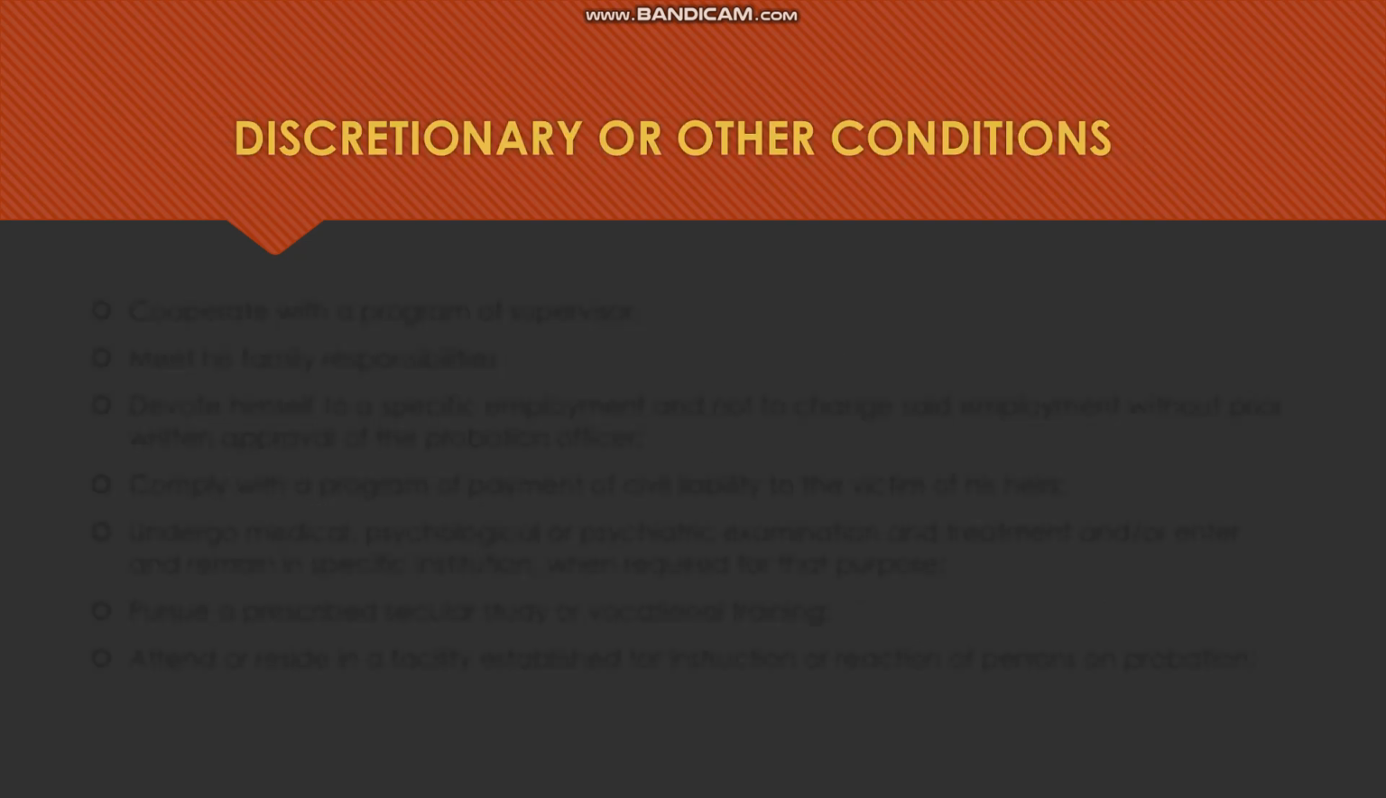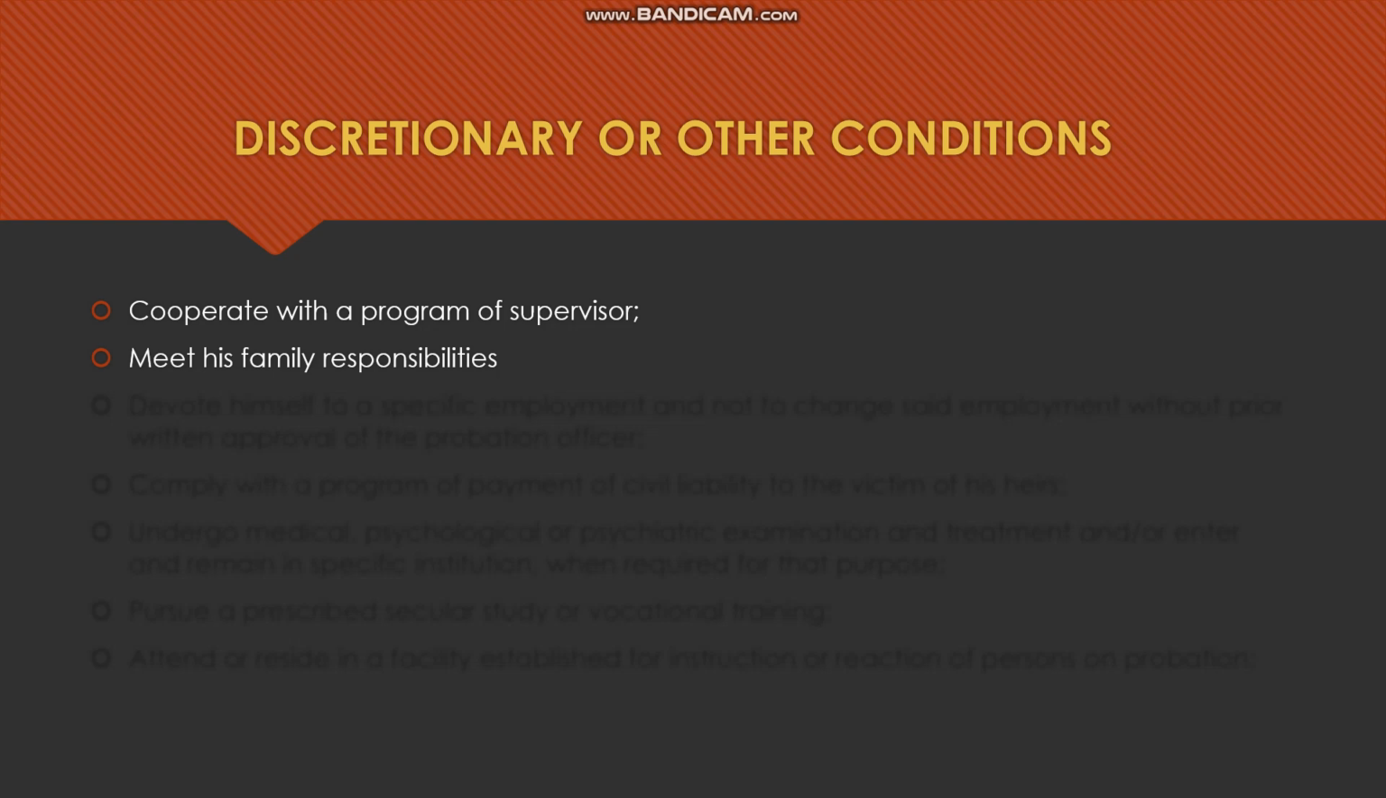We have discretionary and other condition nga na tinutukoy natin na pwedeng ipatupad or depende pa rin talaga sa discretion ng court kung ano ba yung gusto niya na makatutulong again still, di ba, sa kung ano yung best para sa probationer natin as well as dun sa community or dun sa family na kinabibilangan niya. First, cooperate with a program of supervisor. Matik naman yan. Pangalawa, meet his family responsibilities. Kung ikaw is working, nung ikaw ay nakulong, kung ikaw is a provider ng iyong pamilya, di ba?